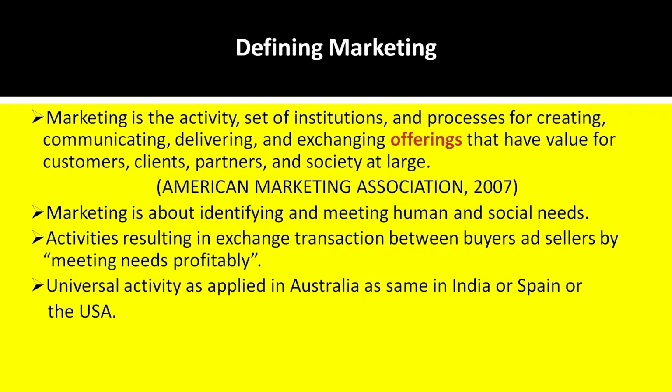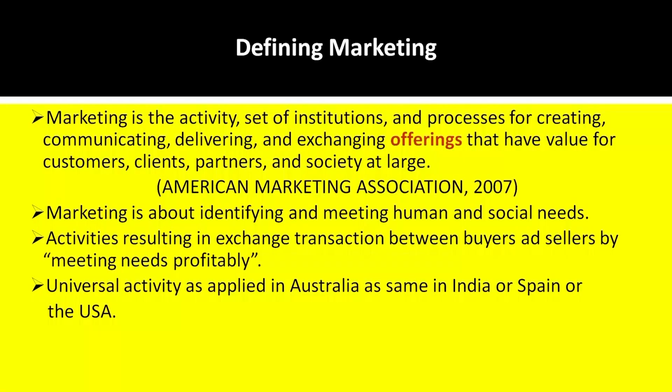Next is delivering. Now, once the communication has taken place, then obviously the customers who are interested in purchasing the product, the distributors who want to be a part of distribution of these products will come into the loop and will play their role. So after the product has been purchased, it has to be delivered to the customer. It has to be provided to the customer for its consumption purpose. So delivering the product and exchanging offering.